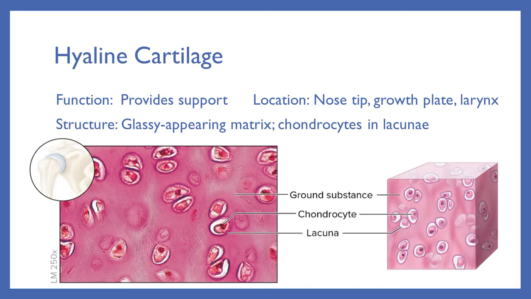The first type is going to be hyaline cartilage. Hyaline cartilage provides support, and it is pretty much found all over the body. For this one, we say the nose, the growth plates, your larynx, but you're also going to see this on the ends of most of your bones. And even in between your ribs and your sternum, we have some of this cartilage, so it shows up often in the body. Under a microscope, it has an almost glassy appearance with its individual chondrocytes and a lacuna.